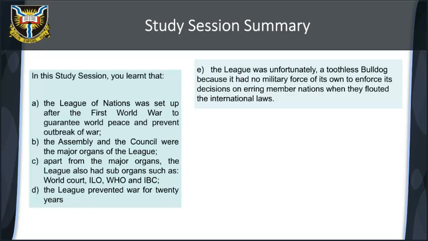D. The League prevented war for 20 years. E. The League was unfortunately a toothless bulldog because it had no military force of its own to enforce its decisions on erring member nations when they flouted the international laws.